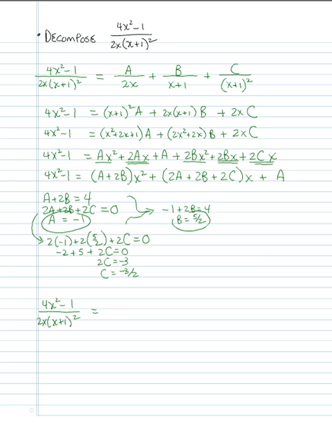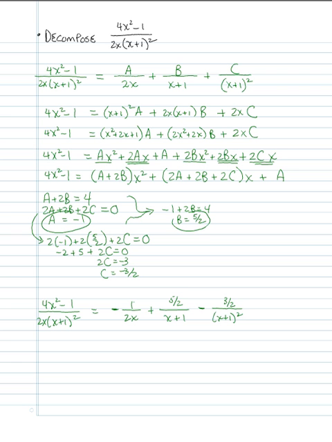It's a over 2x, and a is -1. And so we could say it's the negative of the fraction 1 over 2x, plus b over x plus 1. Well, b is 5 over 2, divided by, of course, x plus 1 for that middle term. And then finally, plus c over x plus 1 squared. But c is a negative number, so I could write it as -3 over 2 times x plus 1 squared.